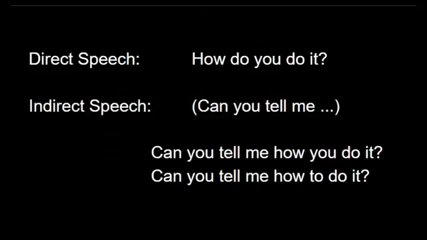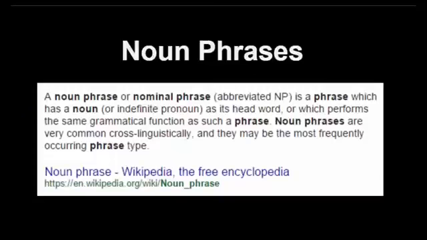Here's some examples. How do you do it, that's a direct speech question. We use indirect speech, can you tell me how you do it? Or we also might use a different noun phrase, how to do it. See, the how do you changes two directions. One, same as do and tell me how to do it. But we also use you, how you do it. So there's two ways you can answer this question.